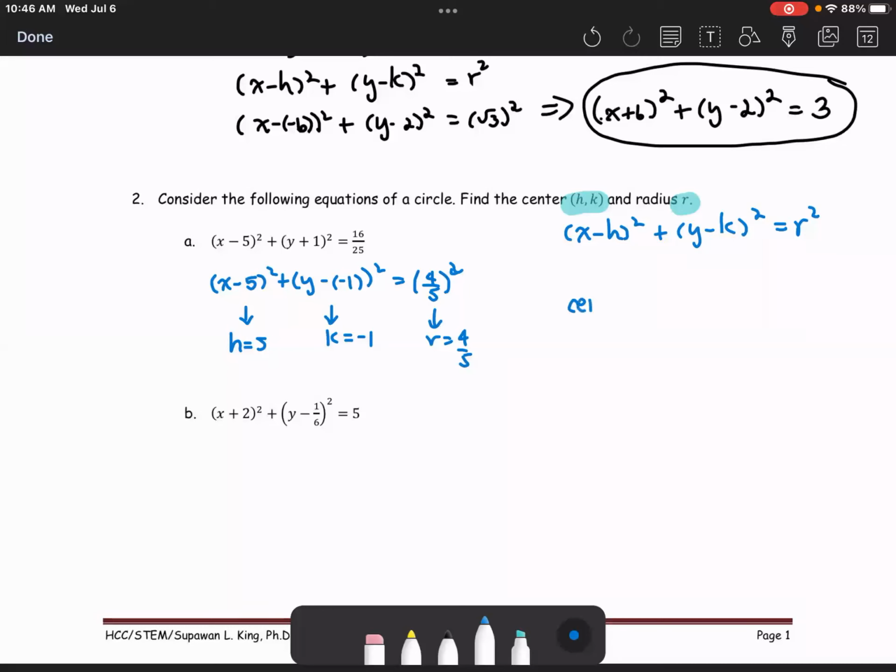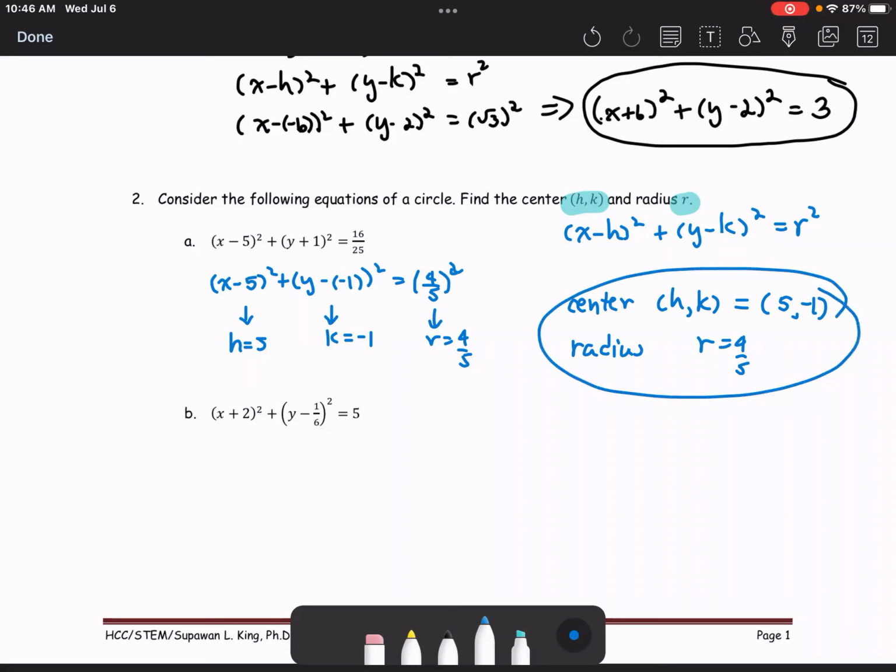Therefore, the center for this circle in the form of (h, k) will be (5, -1), and the radius, which is the value of r, is 4/5.